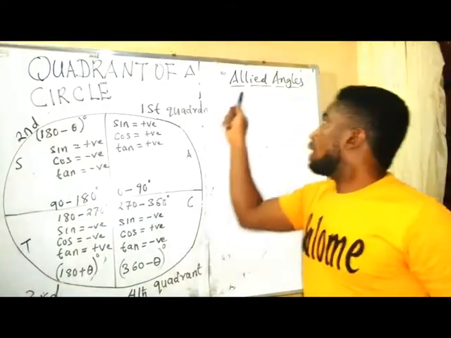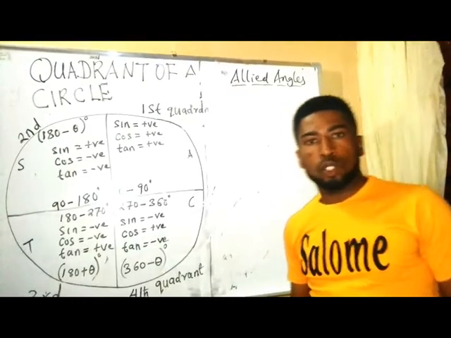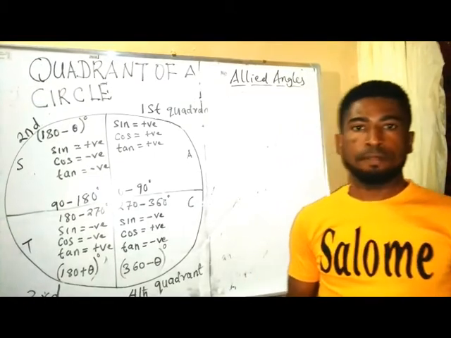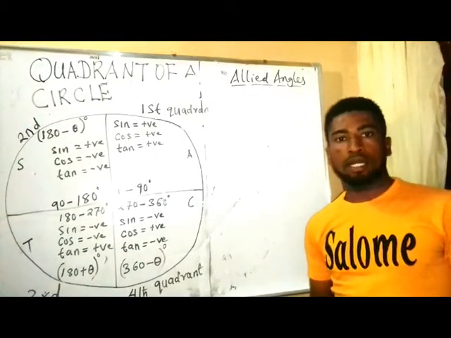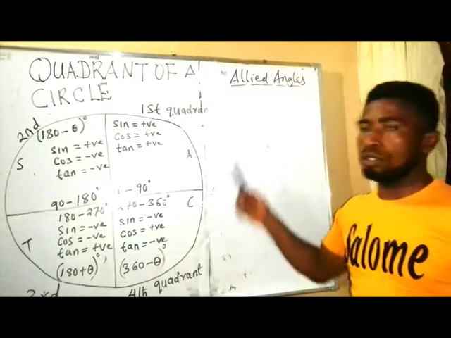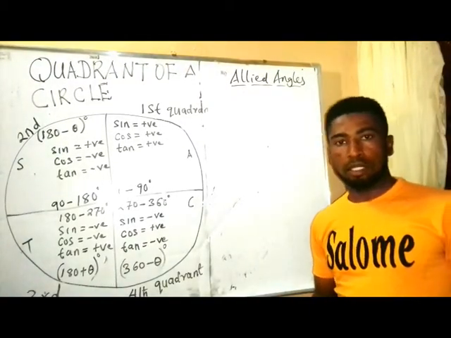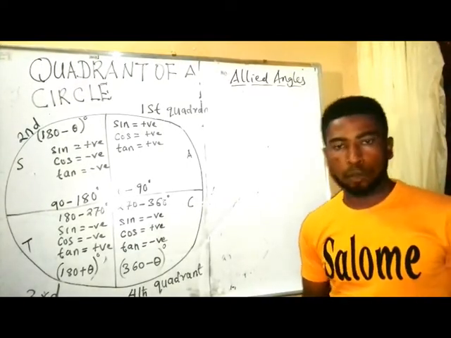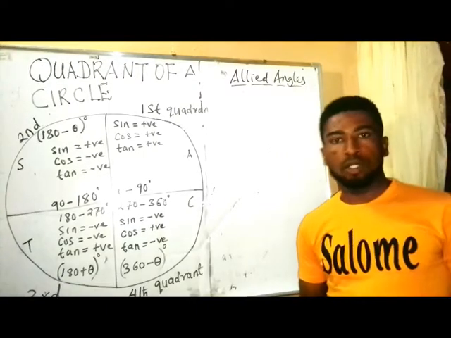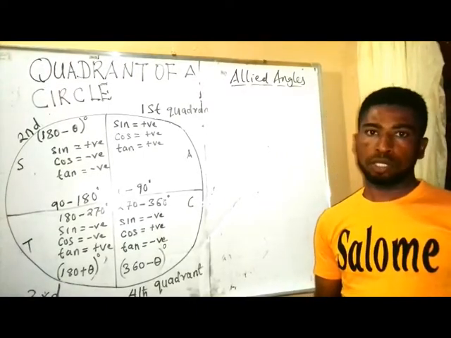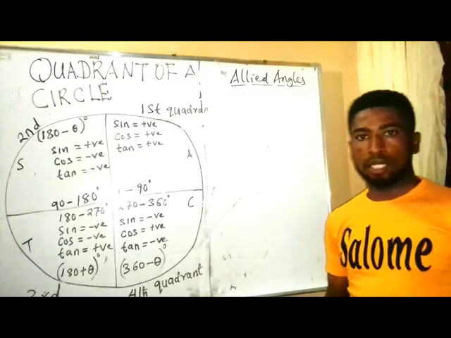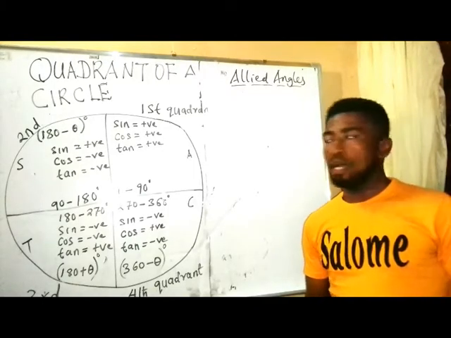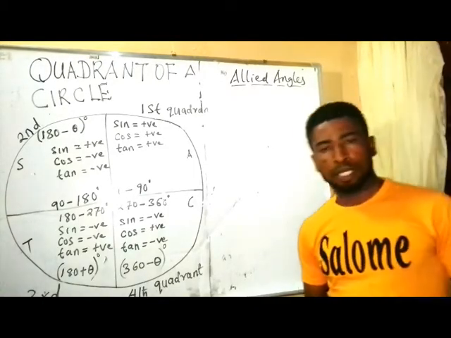Now we look at allied angles. Allied angles are those angles that are greater than 360 degrees. And how are they evaluated? They are evaluated by subtracting 360 from them and then locating their position in the quadrant of the circle.